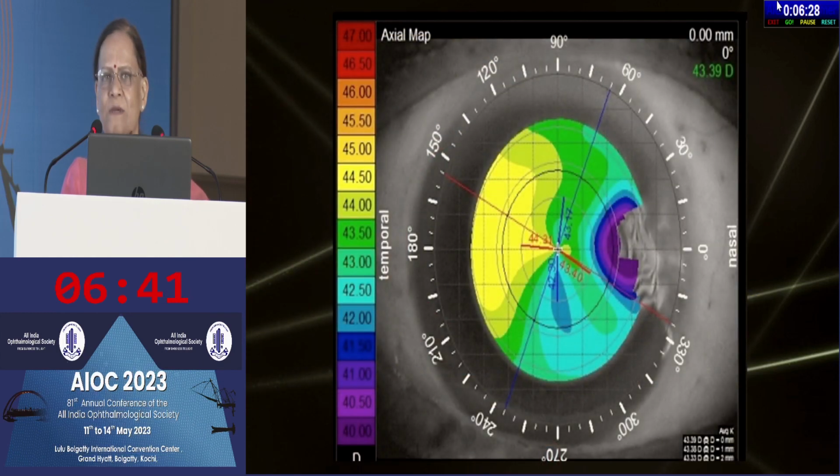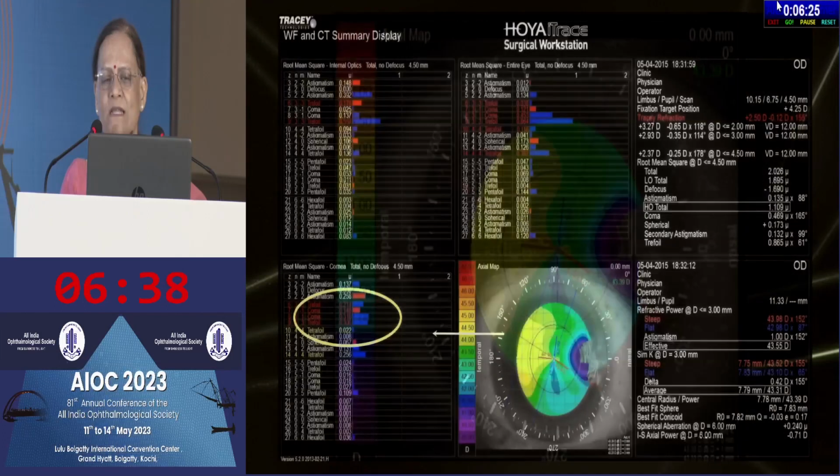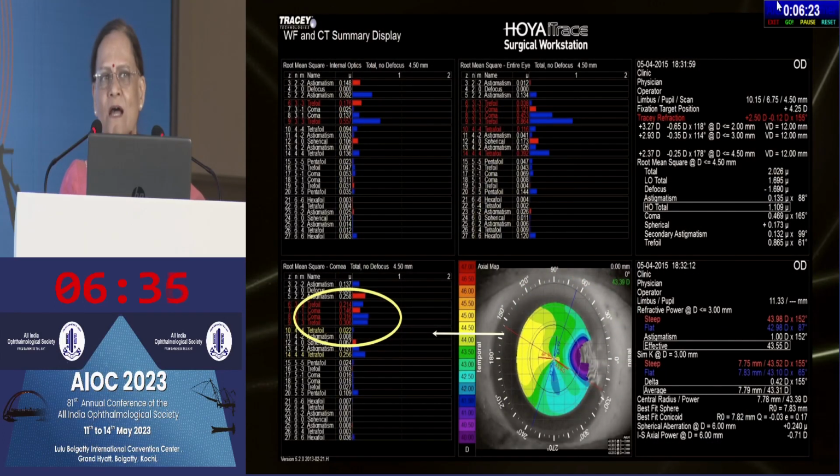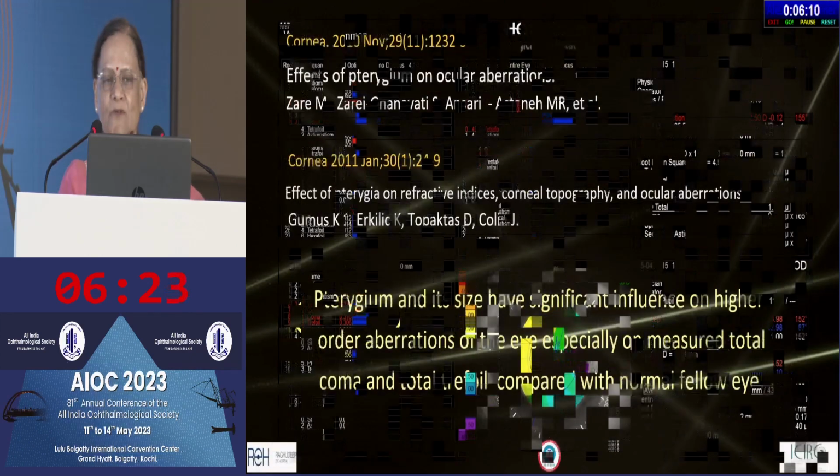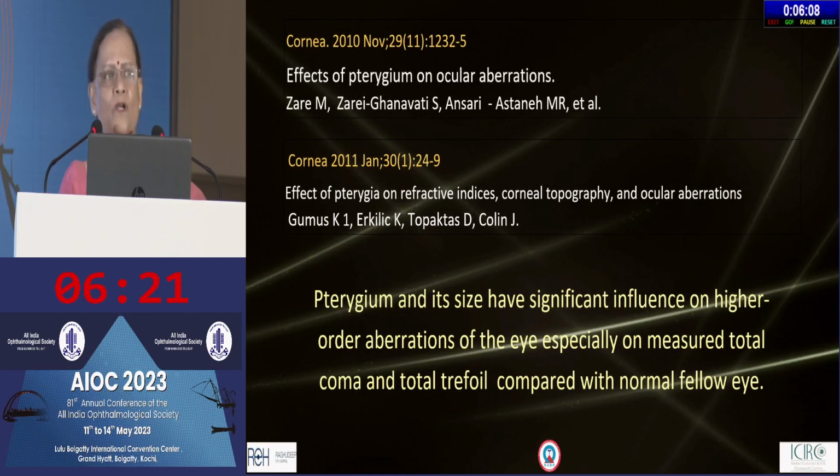And this pterygium, as I said, not only causes a little irregular astigmatism, but also higher order aberrations. This is the aberrometry profile of this patient. And you can see these higher order aberrations, which are the coma and the trefoil. So be careful of these, and therefore the choice of our IOL would not be any of the high-end, so-called premium IOLs, because there are studies that show that pterygium and its size have significant influence on higher order aberrations of the eye, especially on the coma and the trefoil.